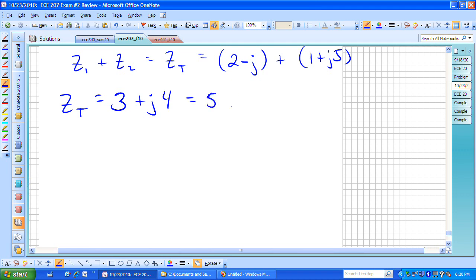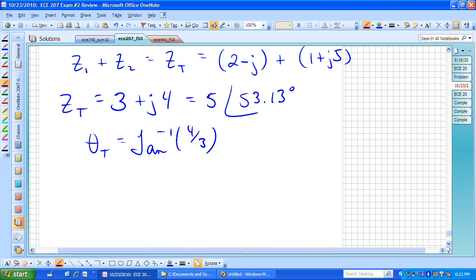This is now 5. The imaginary part is bigger than the real part, and we would think then that our angle would be a little bit larger than 45 degrees, and our angle for theta sub t is then the inverse tangent of 4 over 3, where the magnitude is the square root of 3 squared plus 4 squared, or 5, and this angle becomes 53.13 degrees.